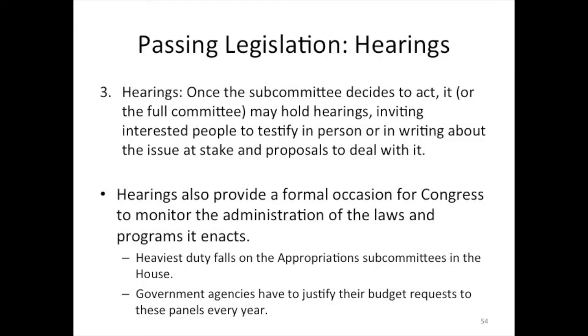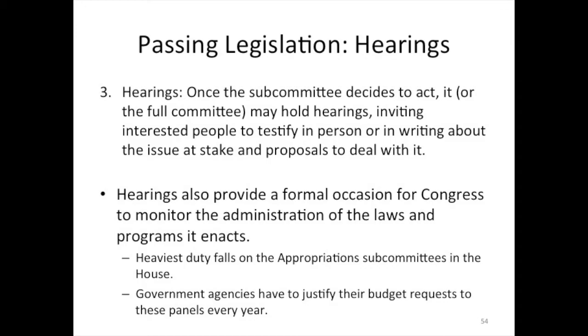Hearings also provide a formal occasion for Congress to monitor the administration of laws and programs it creates. And the heaviest of this duty falls on the appropriations subcommittees in the House. Because it's here, in these hearings, the agencies have to justify their budget to that committee.